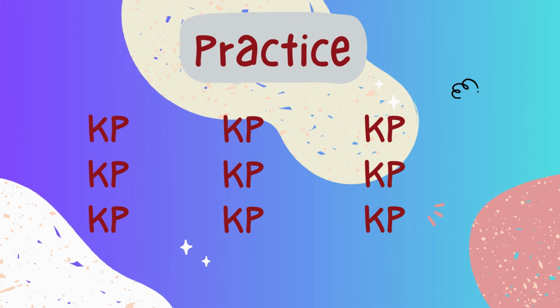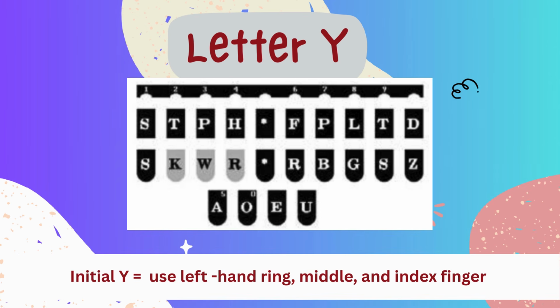Now for final X, it is not really stated there, but for words ending with a sound X, they use final K and S. So it's final KS. For example, box: initial B, vowel O, and final KS. So that's box.